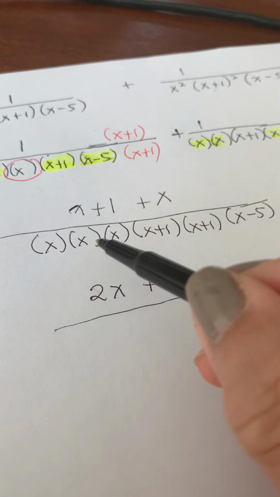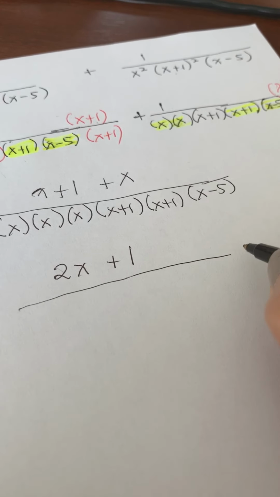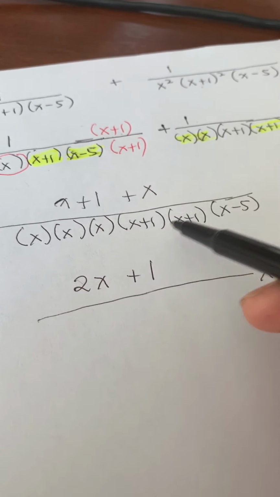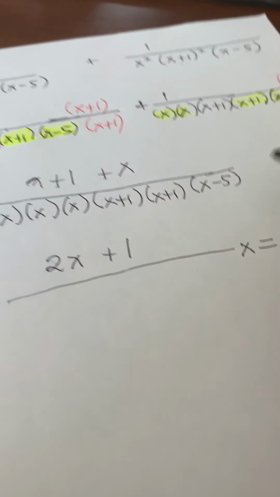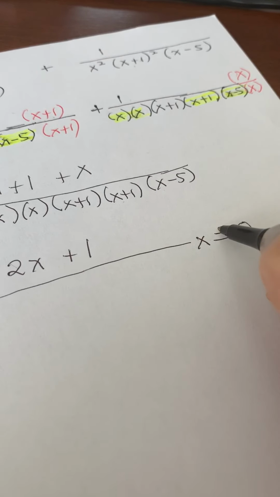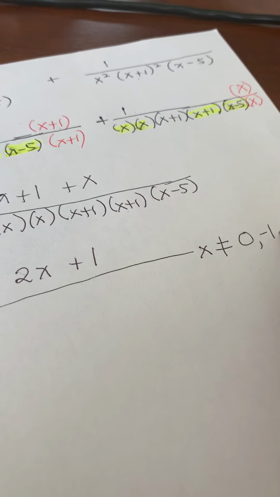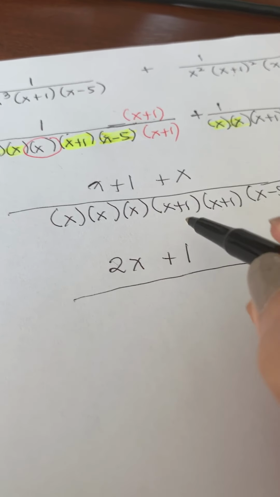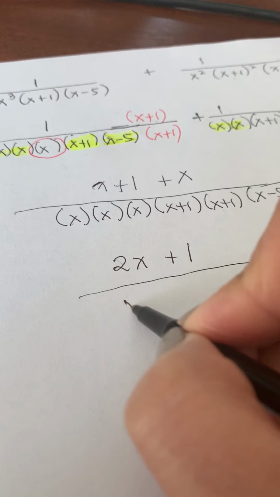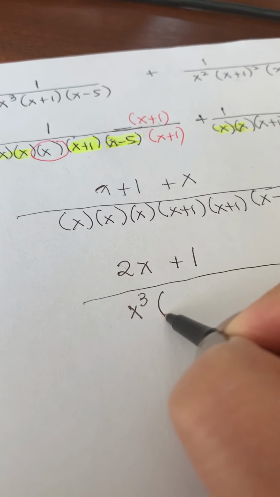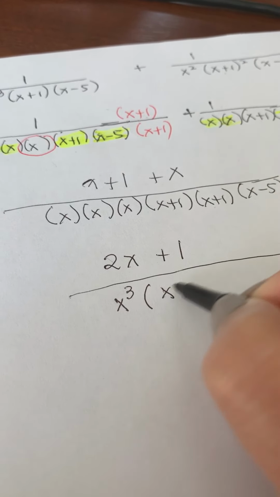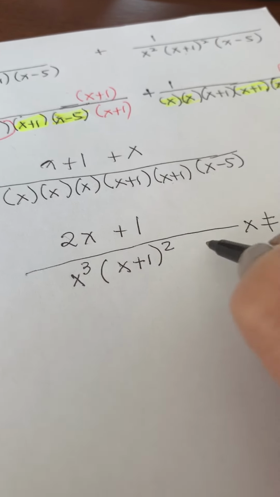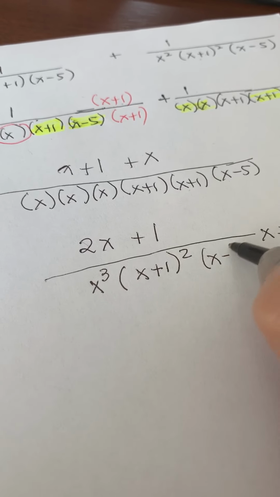Okay, so what are our limitations again? Let's look at our limitations: 0, 0, 0, -1, -1, and 5. We don't repeat them: x is not equal to 0, -1, and 5. And let's clean this up a little bit. So let's write this as x to the 3rd again. Let's write this as x plus 1 to the 2nd power, repeated twice, and x minus 5.